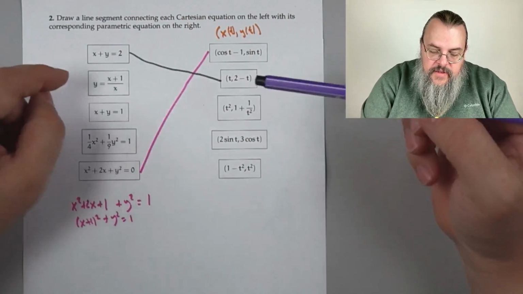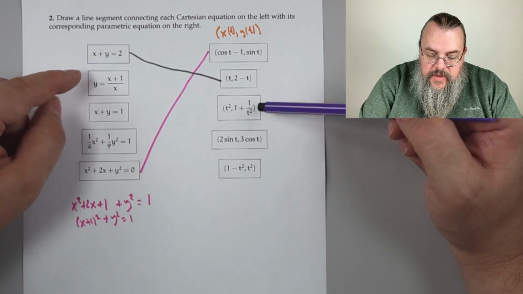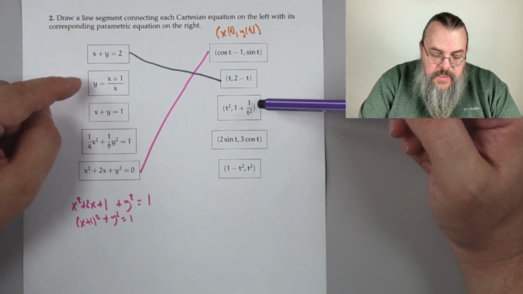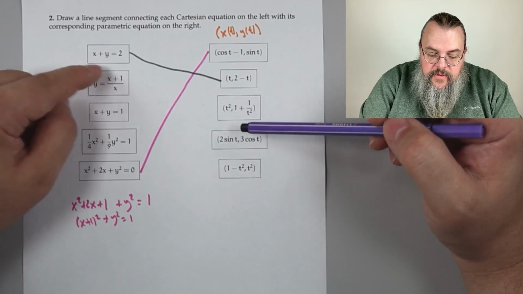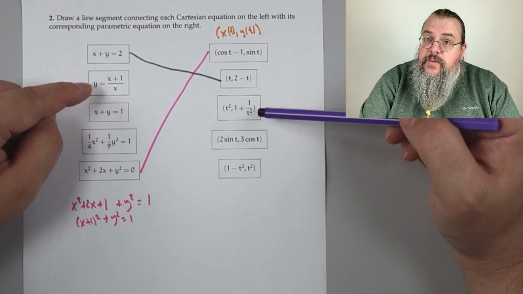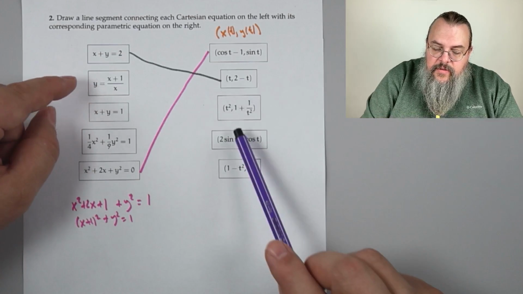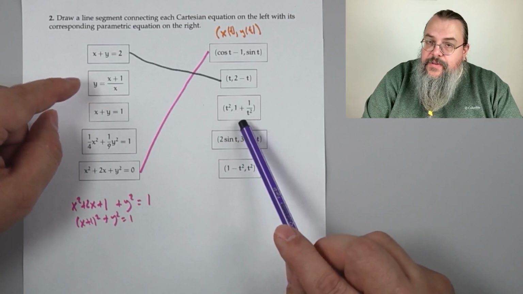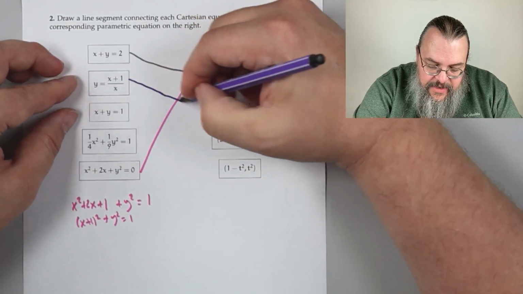What happens here? We have t squared and 1 plus 1 over t squared. Well, if I take t squared plus 1 and divide by t squared, is that the same as 1 plus 1 over t squared? Well, yeah, right? Because this is really t squared over t squared. So it's t squared plus 1 over t squared. So that matches. Okay, great.